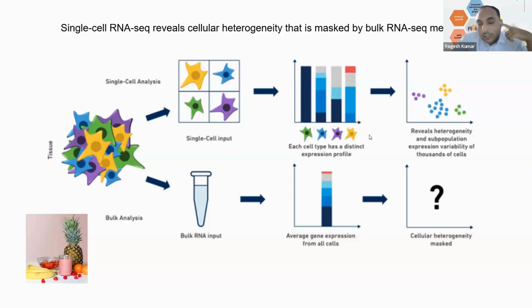Once you do the sequencing, you can see, for example here, each cell type has a distinct expression profile. This particular cell type has these genes showing high or low expression, and then these cell types have these genes showing high and low. Similarly, each of these cells has different genes showing different expression. When you visualize them, you can see separate clusters, which reveal the heterogeneity and subpopulation expression variability of thousands of cells.